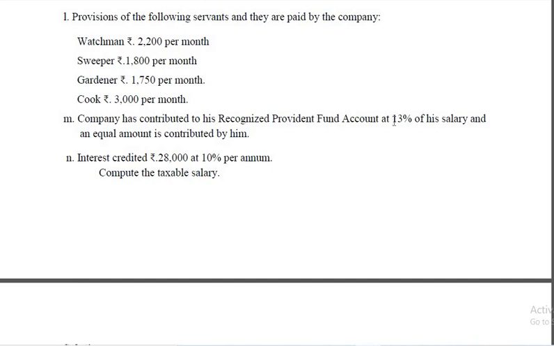Salary means what here? In this problem, DA is not part of retirement benefits, it's not mentioned, and there is no commission based on turnover. Therefore, salary means only basic. So 1% is taxable here. 12% is exempt, and 1% of the employer's contribution to recognized provident fund is taxable. The employee's contribution to provident fund comes under 80C.